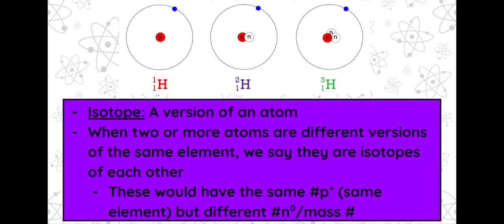So you see 3 isotopes at the top of hydrogen. Those are all hydrogen, but they have different mass numbers at the top because they each have a different number of neutrons. That first one has no neutrons. The second one has 1. The third one has 2. So 3 different versions of the same atom. So they're isotopes.